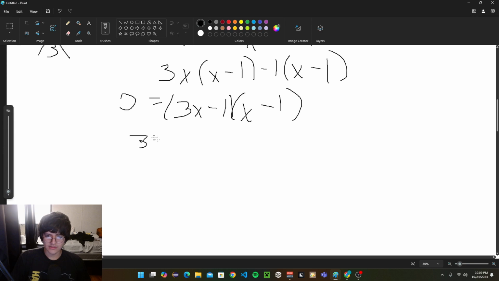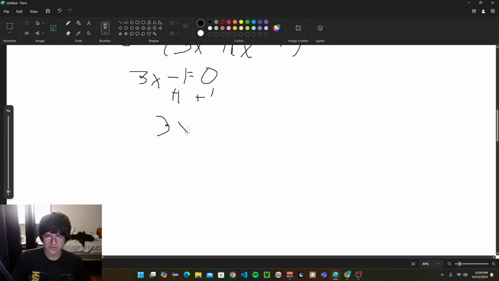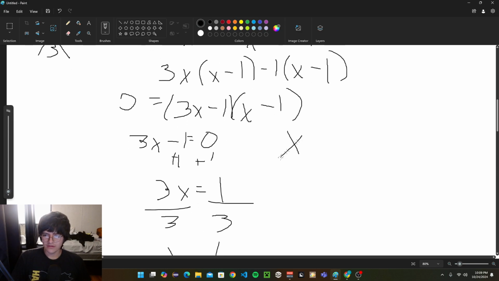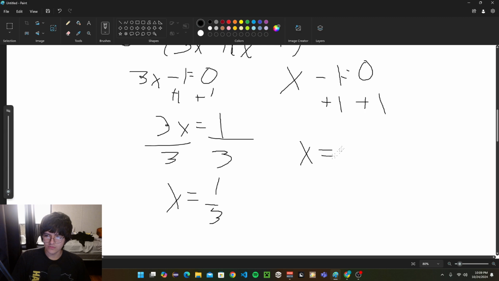So this is 3x minus 1 equal to 0. Add 1 to move it to the other side to get x by itself. 3x is equal to 1, divided by 3. x is equal to 1/3. And then over here, x minus 1, set this equal to 0. Add 1. And then x is equal to 1.